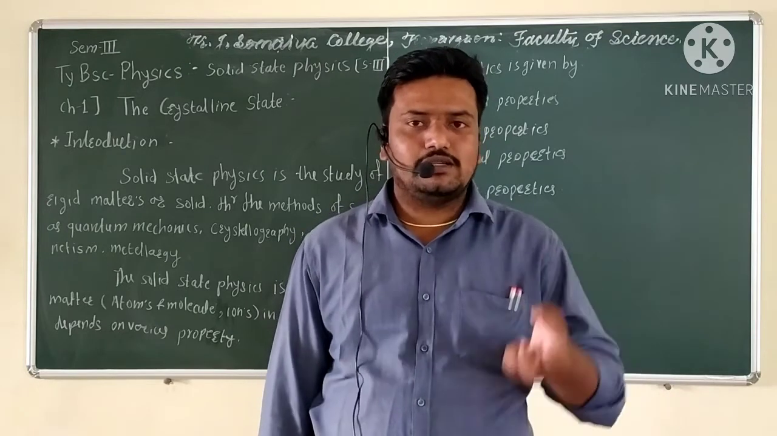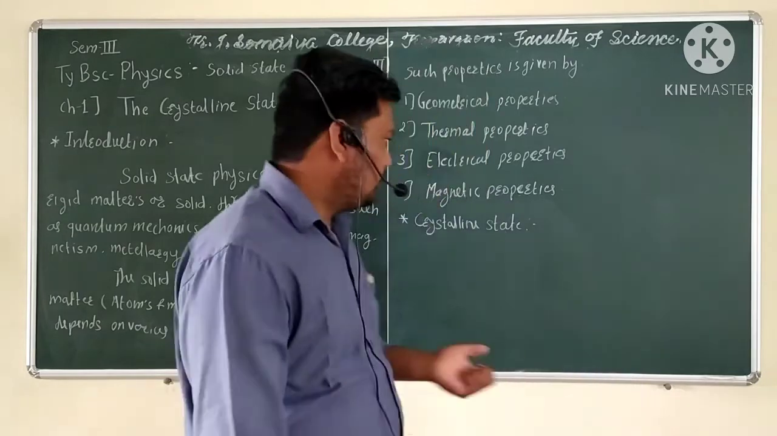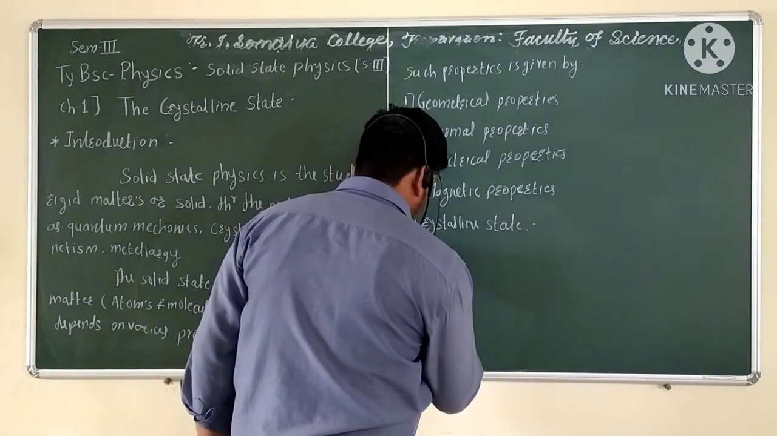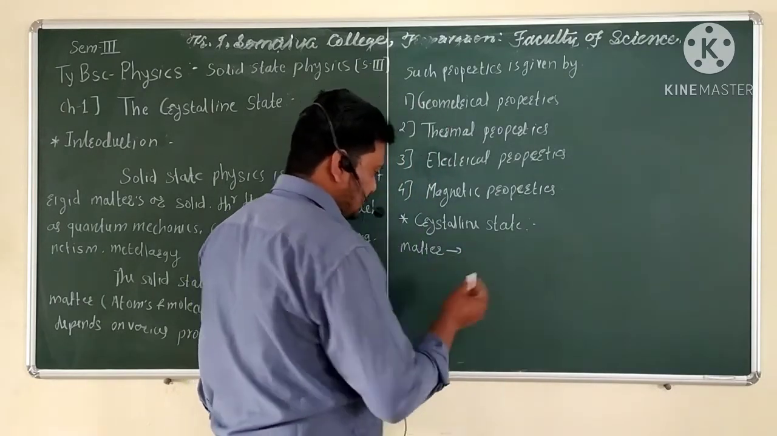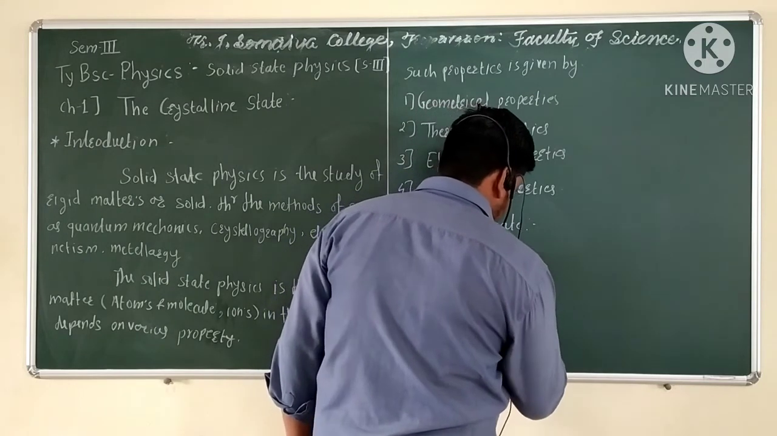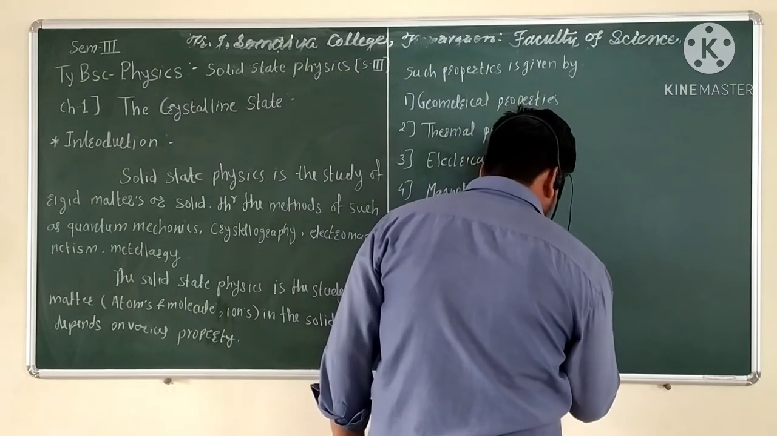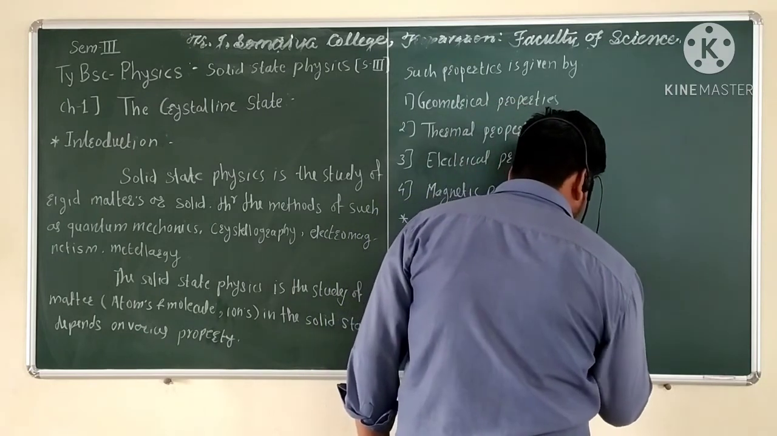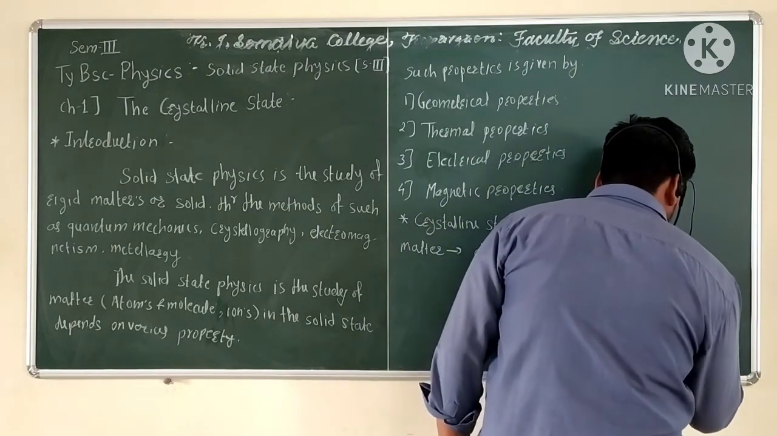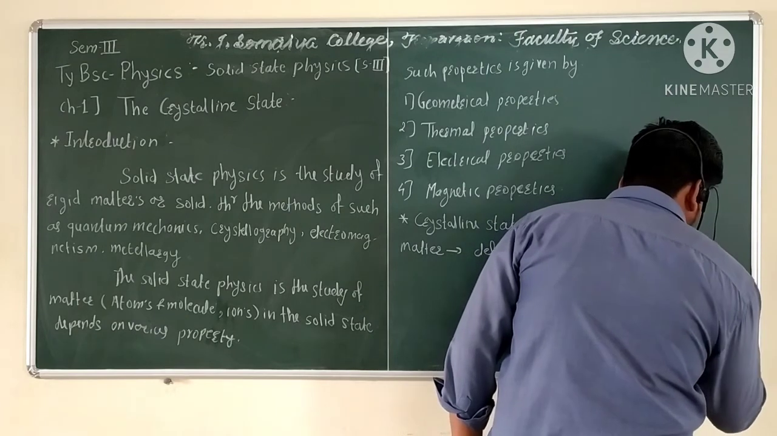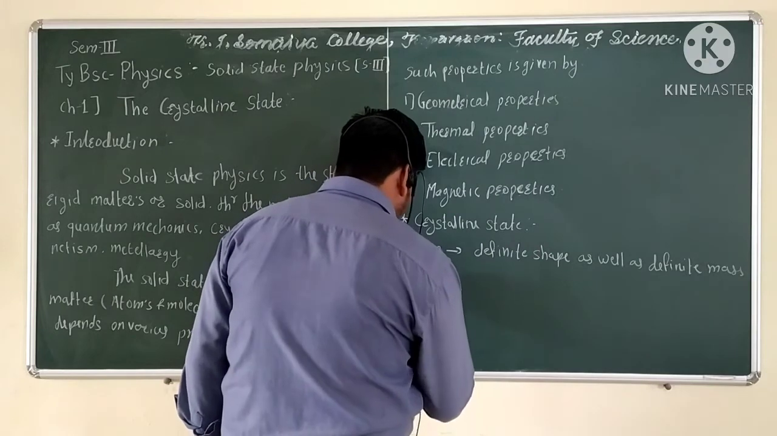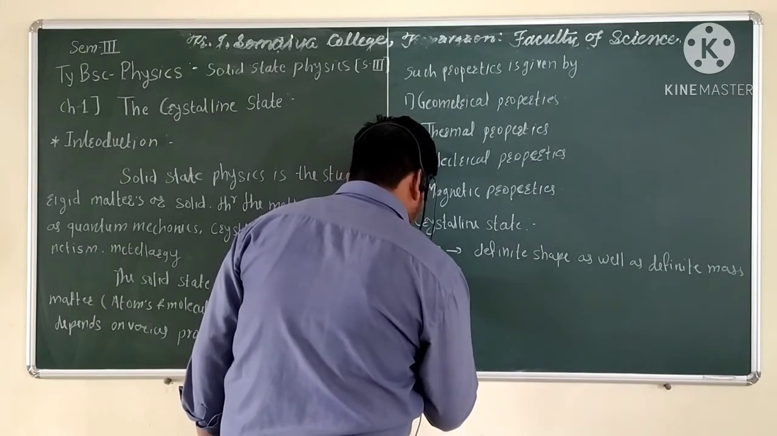So that is the idea of matter, whether solid, liquid, or gas. The property of solid matter is a definite shape as well as definite mass. Correct. The next phenomenon I consider is the liquid state.